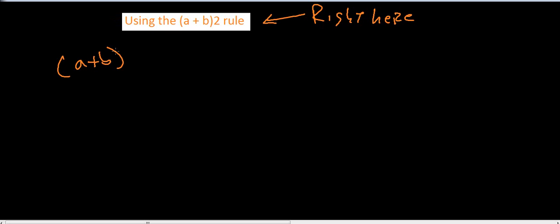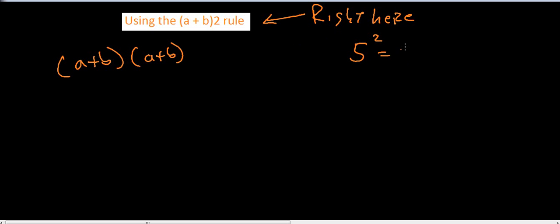Welcome to this presentation on squaring perfect square trinomials, and we're going to use this rule right here. Let's say we take a plus b times a plus b, and we're going to square it. But before we do that, let's talk about what's happening mathematically.